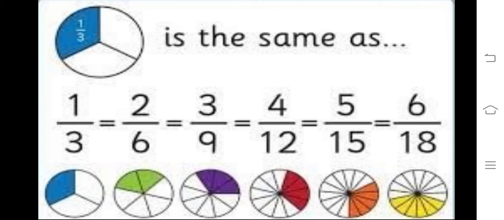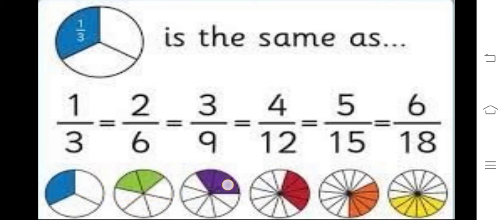You look at this figure, 1 by 3. 1 by 3 is the same as 2 by 6, 3 by 9, 4 by 12, 5 by 15 and 6 by 18. You see 1 by 3. It is equal to 2 by 6. The same space is covered. The other space it has not occupied. In this only it is being divided.